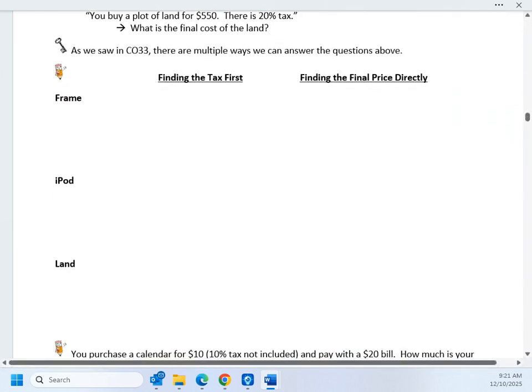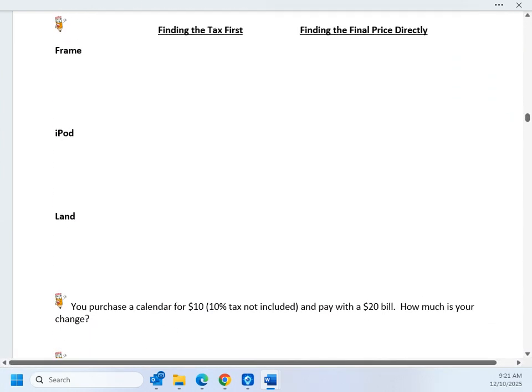Just like in CO33, we have 2 different methods. They are very similar to what we did yesterday. One major difference: when we decreased yesterday, what was the operation we were doing, Rhoda? Subtracting, because we were decreasing. Today we are increasing. So instead of subtracting, what do you think we're going to do, Atreya? We're going to be adding. So where we saw us subtracting in these two methods yesterday, we're going to be adding. The rest is the same.